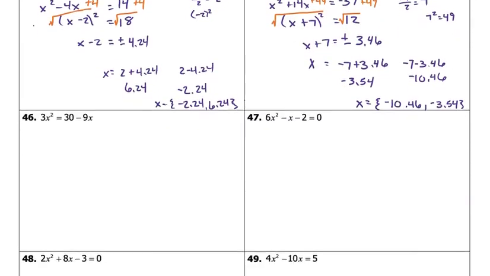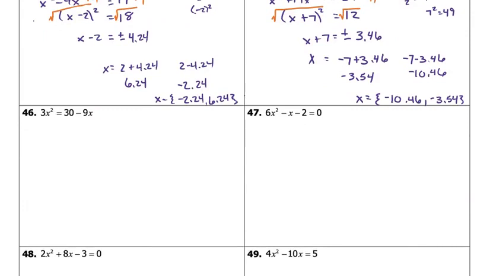46 and 47. These are trinomials that I need to set back up. I'm going to move everything over to set it equal to 0. So I'm going to have 3x squared plus 9x minus 30 equals 0. We're going to factor. Let's take a 3 out. So x squared plus 3x minus 10.